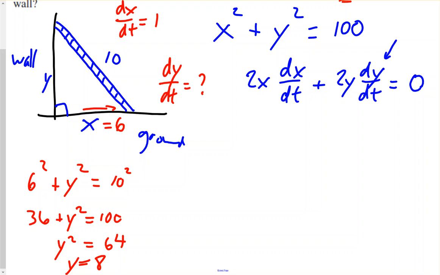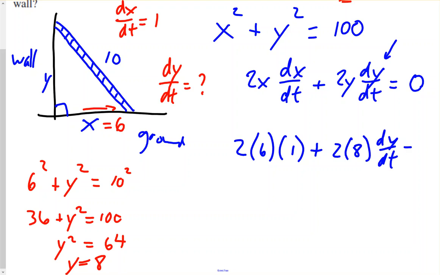Okay, so now let's plug in. We have 2 times x, which is 6, dx/dt, which is 1, plus 2 times 8, right, y is 8, dy/dt equals 0. Okay, so we have here 2 times 6, that's 12, times 1 is 12, plus 2 times 8 is 16, dy/dt.